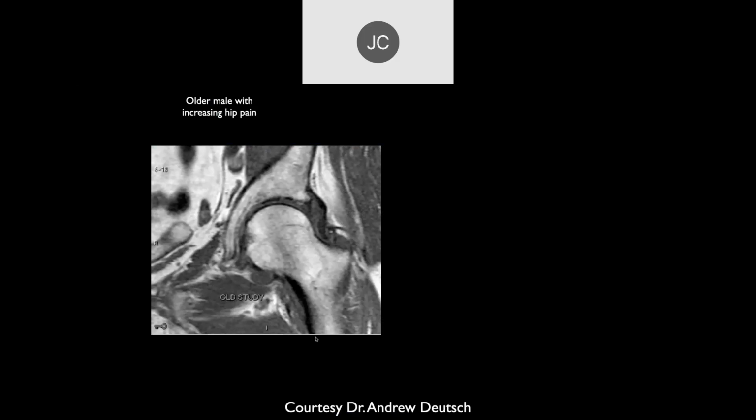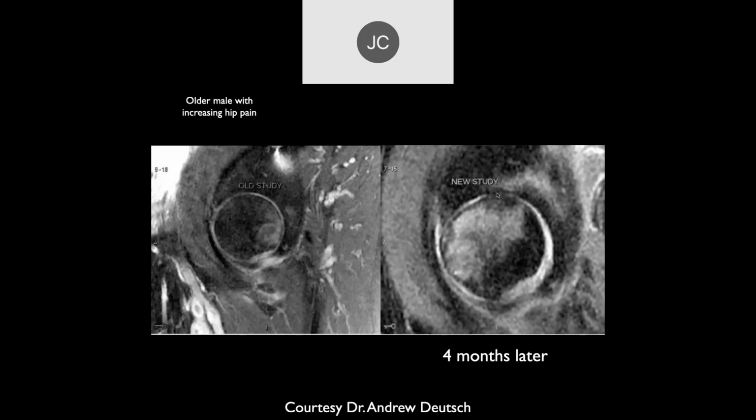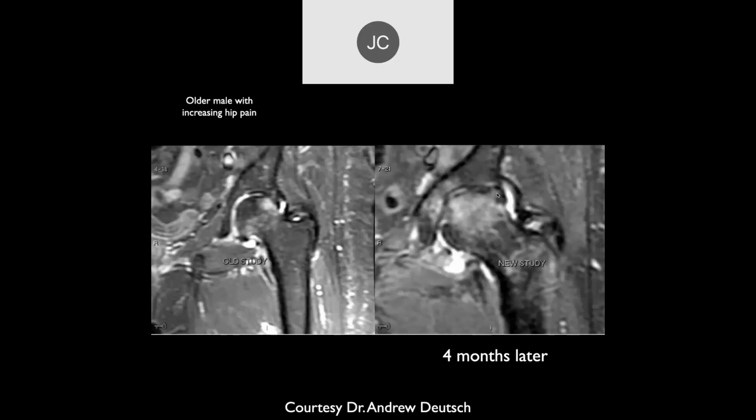Older male with increasing hip pain. I think that's 4 months ago. Looking back at a study here, and then here's a new study. New study, remodeling of that femoral head with edema. Could this be a sequel of an inflammatory arthropathy, or were those nodules rheumatoid nodules? Or no, that looks like a joint effusion. Yeah, you're right. It could be inflammatory, it could be infectious, so you'd certainly want to do an aspiration. When they aspirated, they got pyrophosphate crystals back. So, pseudogout.